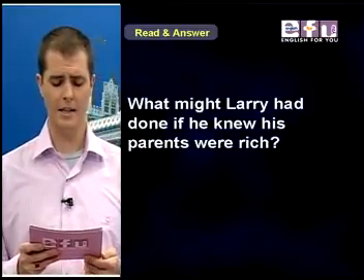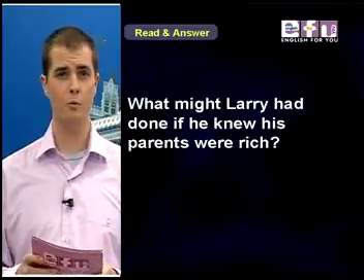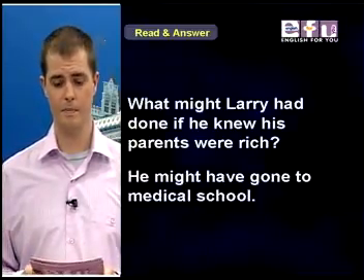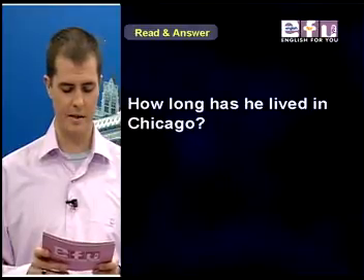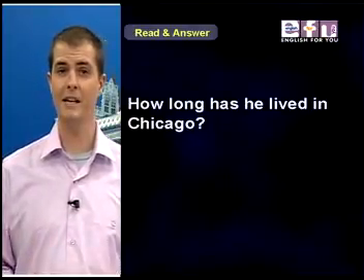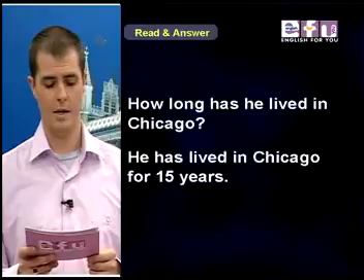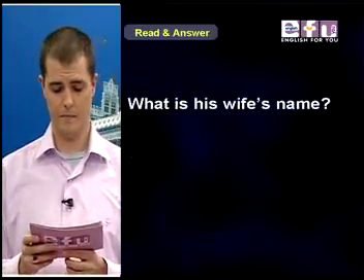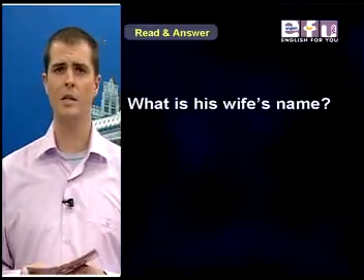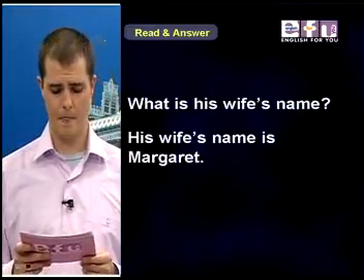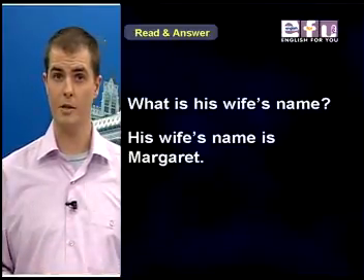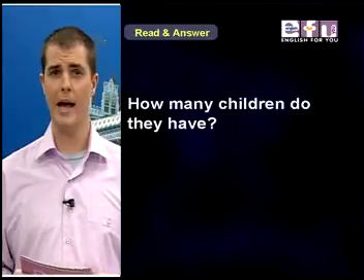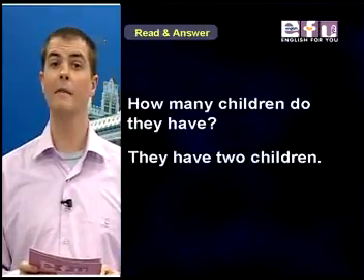What might Larry have done if he knew his parents were rich? He might have gone to medical school. And number 6, how long has he lived in Chicago? He has lived in Chicago for 15 years. And number 7, what is his wife's name? His wife's name is Margaret. Number 8, how many children do they have? They have 2 children.